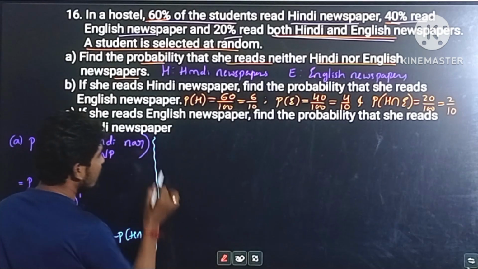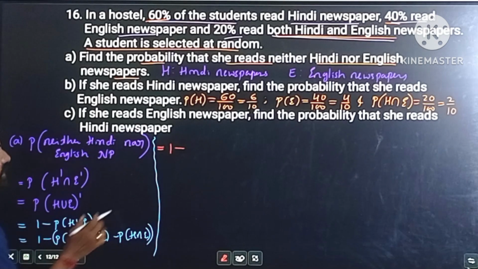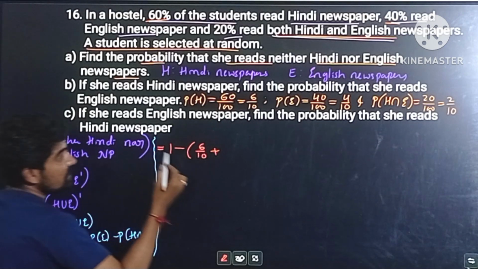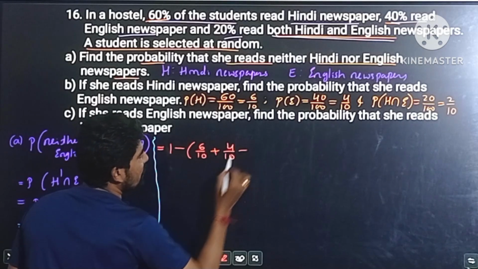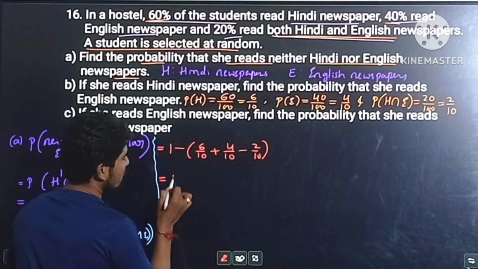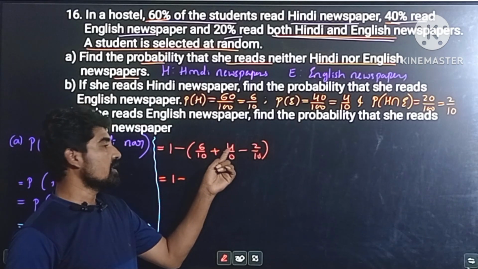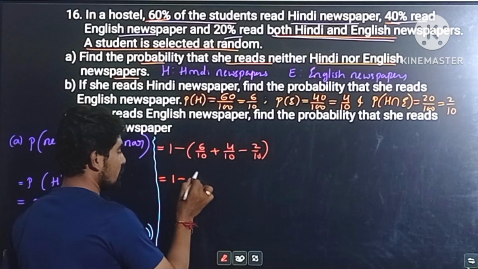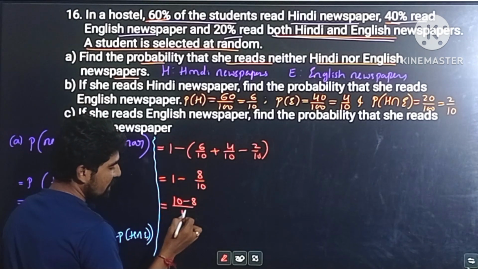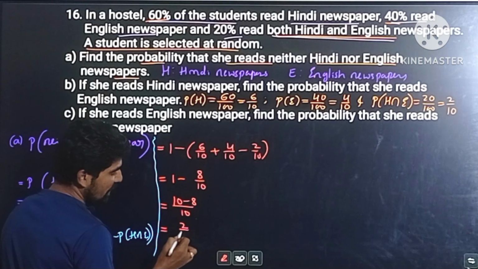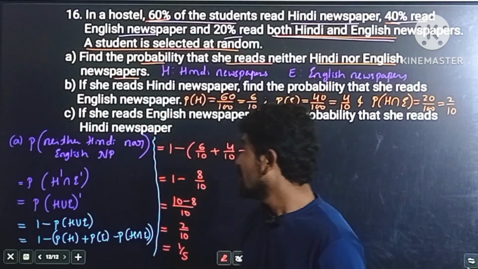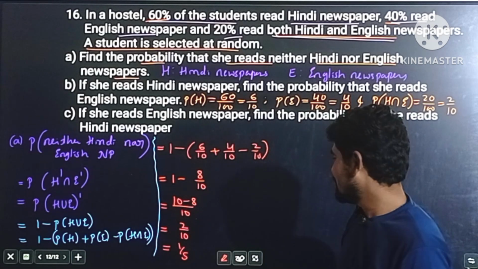So here he has given 1 minus [probability of H is 6 by 10 plus probability of E is 4 by 10 minus probability of H intersection E is 2 by 10], which is equal to 1 minus (6 plus 4 minus 2) by 10. 6 plus 4 is 10, 10 minus 2 is 8, so 8 by 10, which is equal to (10 minus 8) divided by 10, which is equal to 2 divided by 10, which is equal to 1 by 5. This is the probability of the students who read neither Hindi nor English newspapers.